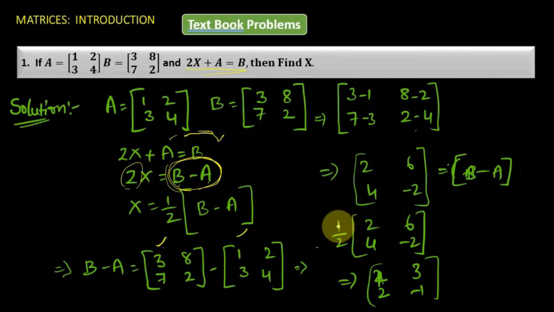So again what should I do? Now if you see here, this is scalar multiplication. 1 by 2 multiplied with this matrix means I should multiply this half with each and every element of this matrix. So 2 by 2 will become 1, right? Similarly, 6 by 2 is 3. Also 4 into 1 by 2 is 2. Similarly, 1 by 2 into minus 2 is minus 1. So this is the resultant matrix X.